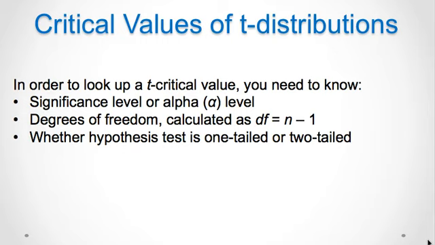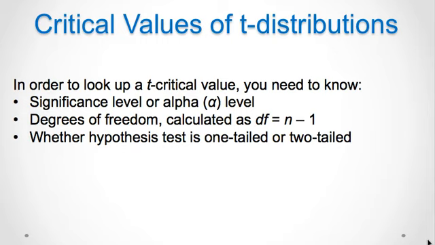In order to evaluate the t-statistic from a hypothesis test, we will need to look up a t-critical value from the t-distribution table in the Top Hat appendices or in Canvas modules. You will need to know the significance level or alpha level, degrees of freedom calculated as df equals n minus 1, and whether the test is a one-tailed or two-tailed hypothesis test. If the absolute value of the obtained or calculated t-statistic is larger than the absolute value of the t-critical value from the table, you can reject the null hypothesis.